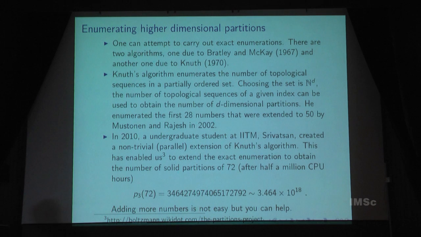Okay, and so probably in his 10th attempt, he came up with what I think is an amazing, non-trivial extension of Knuth's algorithm. And there is beautiful mathematics underlying this, which we discovered later. And we were able to extend this; we added 22 numbers. Not a lot, I know, but 72 took 500,000 CPU hours. Without Srivatsan's algorithm, I don't think so. I think it would have stayed at 52 or 53. So adding more numbers is not easy, but there is a project which I run. It's available; you type the partitions project or whatever. That's probably the first page on Google. So you can see that this number is of order 10 to the power 18.